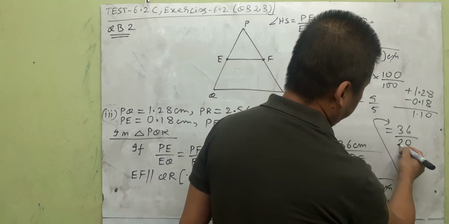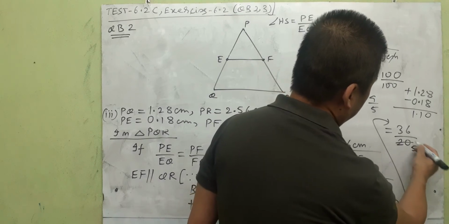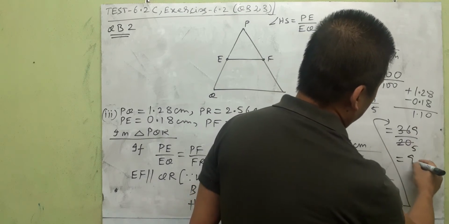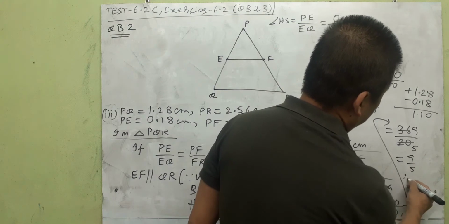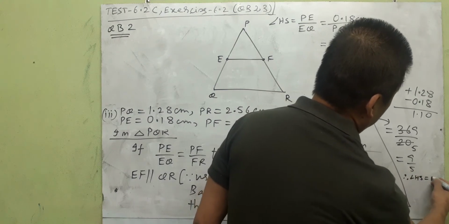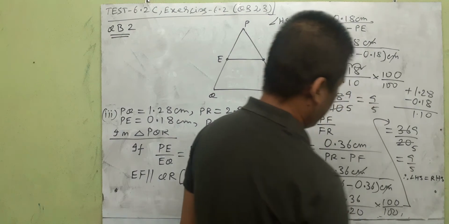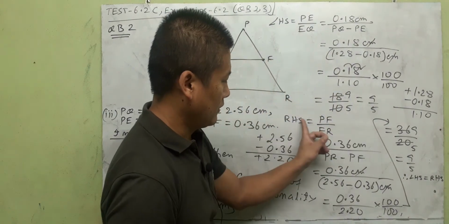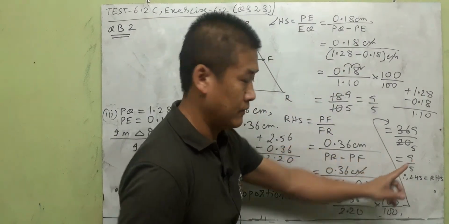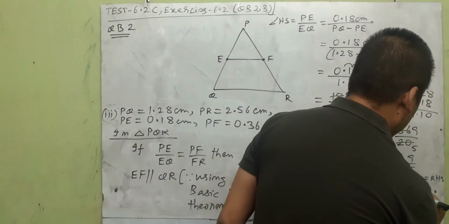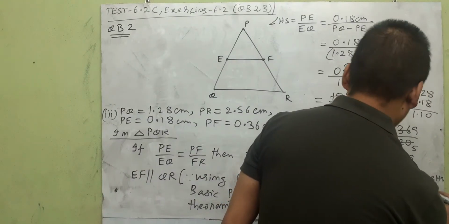So here, 4 5s are 20, 4 9s are 36, 9 by 5. So we see left hand side is equal to right hand side. As you can see, left hand side is 9 by 5, right hand side also 9 by 5. So that line EF is parallel to QR.